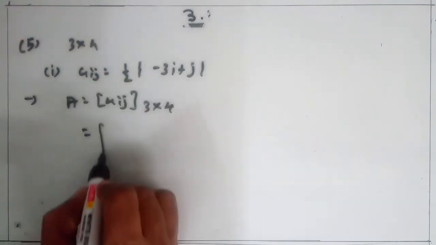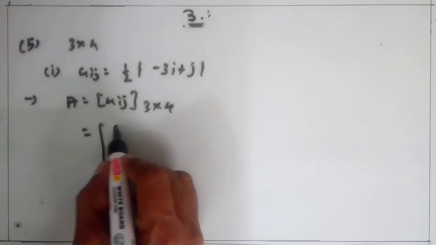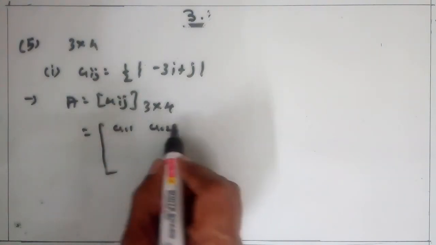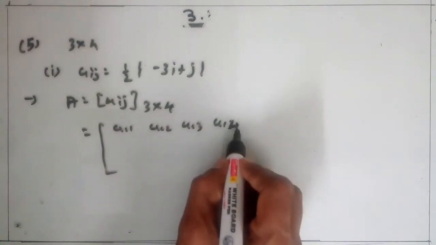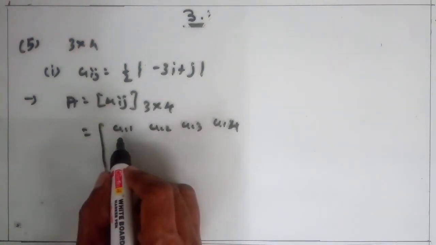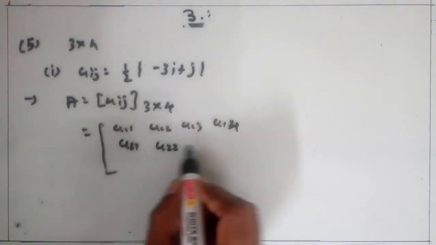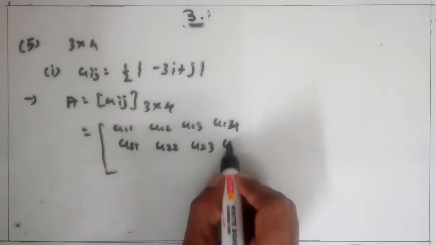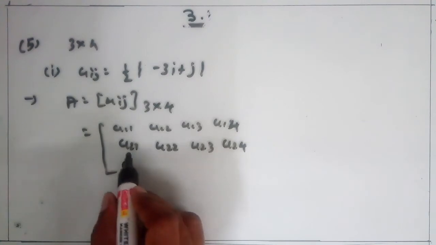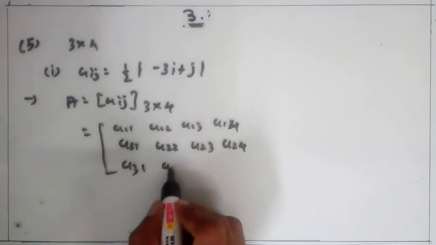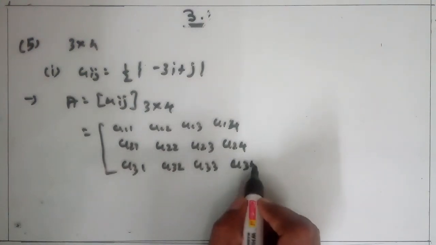Here, this matrix contains 3 rows and 4 columns. The first row is A11, A12, A13, A14, containing 4 columns. The second row is A21, A22, A23, A24. Similarly, the third row is A31, A32, A33 and A34.